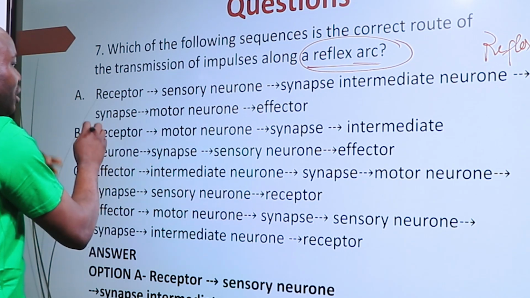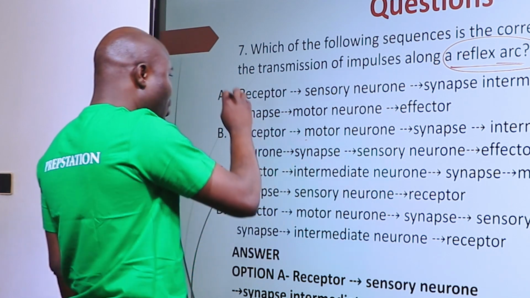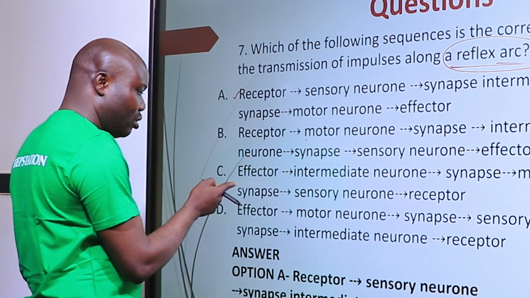Now, the difference between this and this is this motor neuron. The motor neuron cannot be here. It's supposed to be a sensory neuron. So this is still looking more like the answer. Let's see the C part.